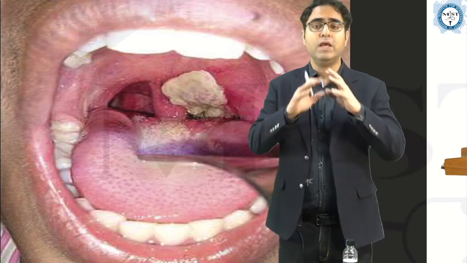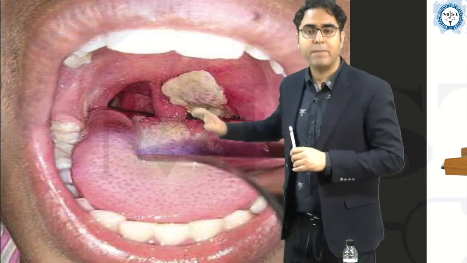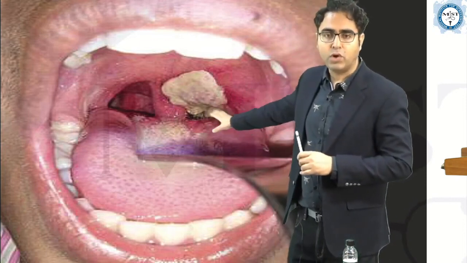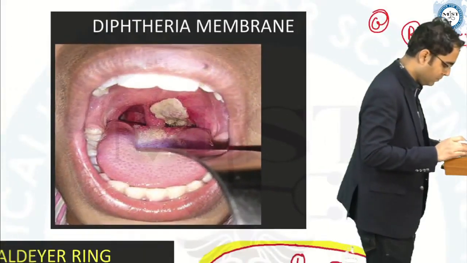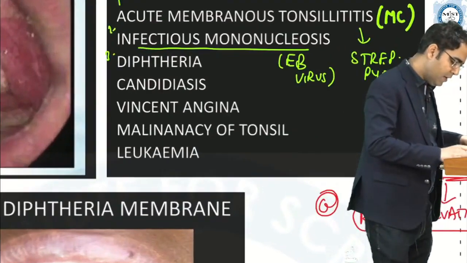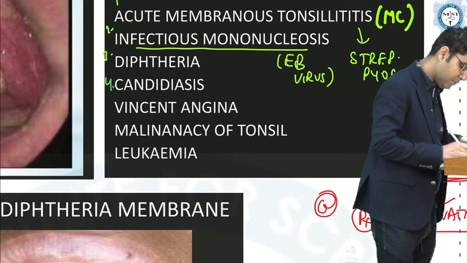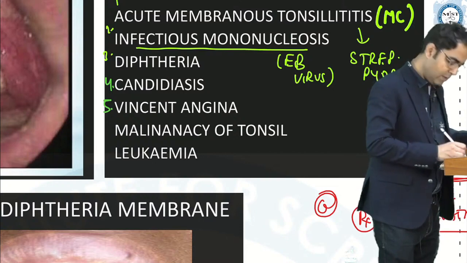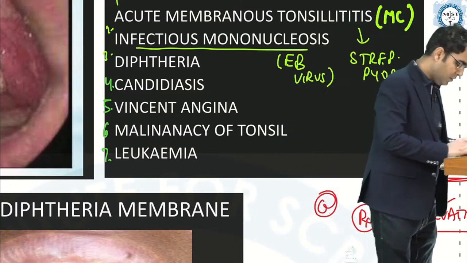So diphtheria has a clinical scenario: sick baby with fever, with bull neck, and two questions possible in ENT. One is unilateral vocal cord paralysis, for which the treatment is conservative. Second is the membrane question. The membrane of diphtheria extends from tonsil to palate and it bleeds on removal, beta. This is what you need to do. Then what are other causes, beta? Diphtheria done. Then candidiasis, then Vincent angina, malignancy of tonsil, leukemia.